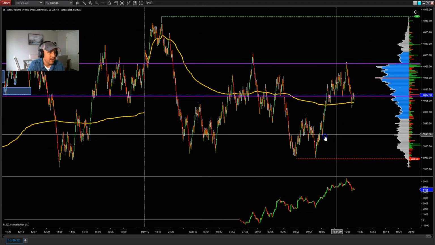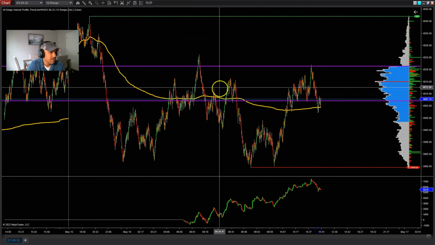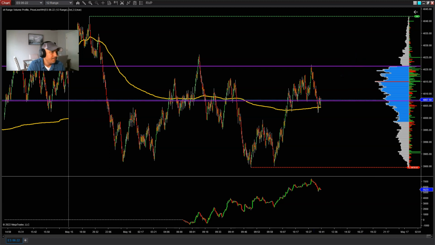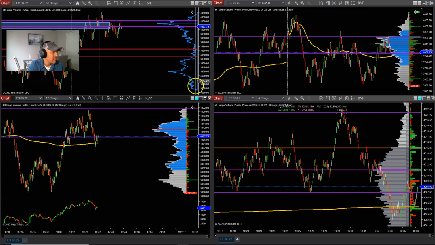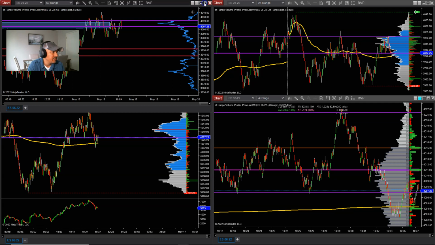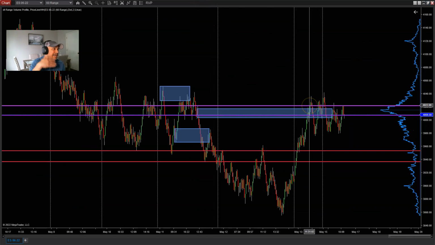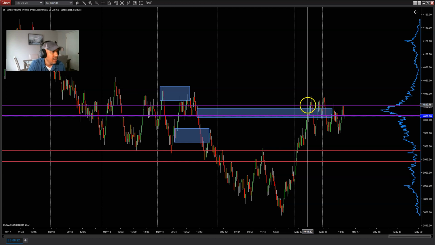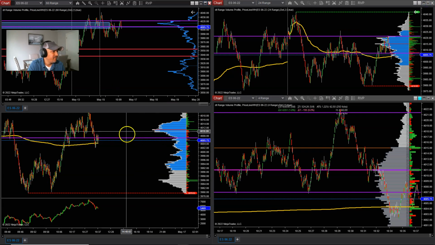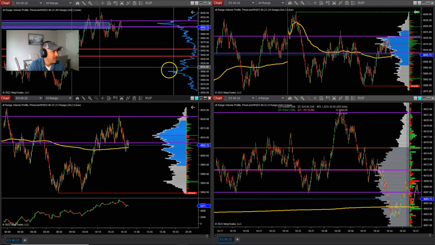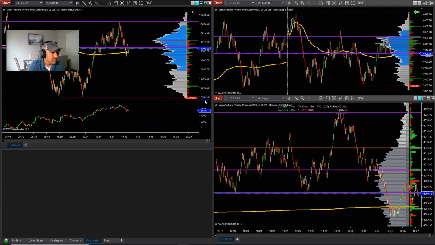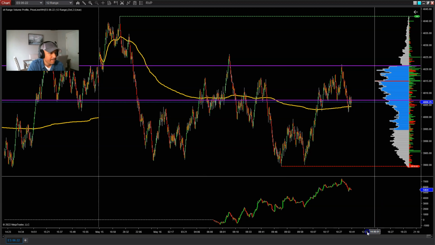Let me see what the market's doing here. We're trading sideways, and I don't want to be. I want to be moving with the trend. I don't want to be taking longs back into supply, but I typically want to be looking for shorts. So we'll see if we can maybe find an area for a short.